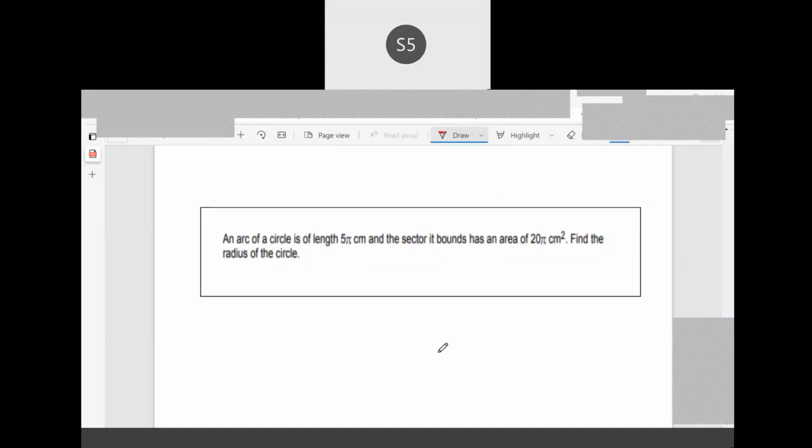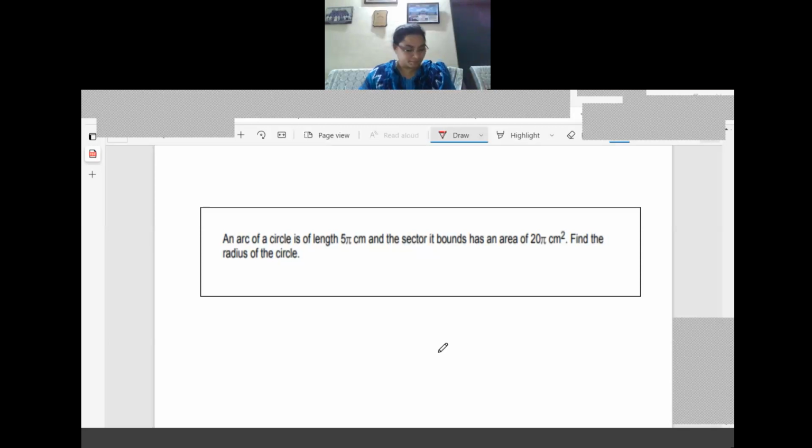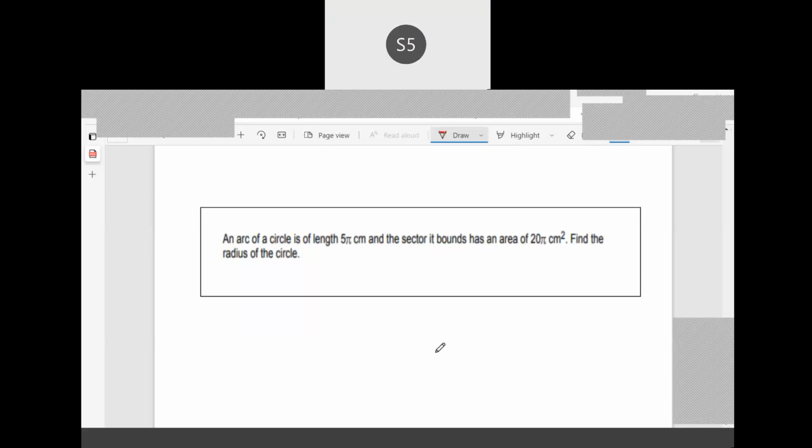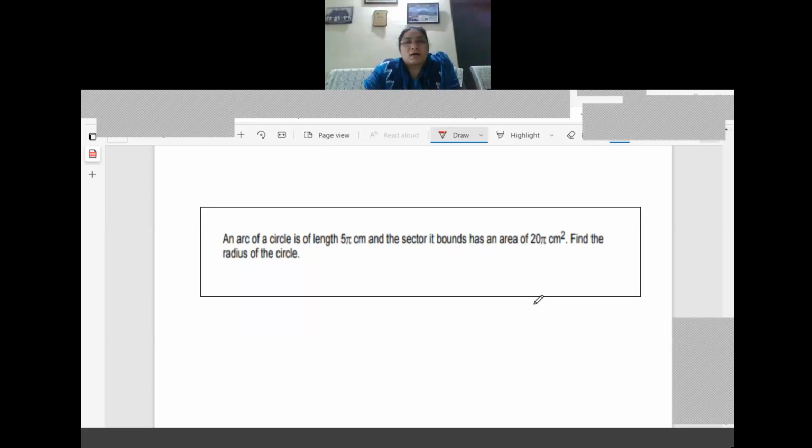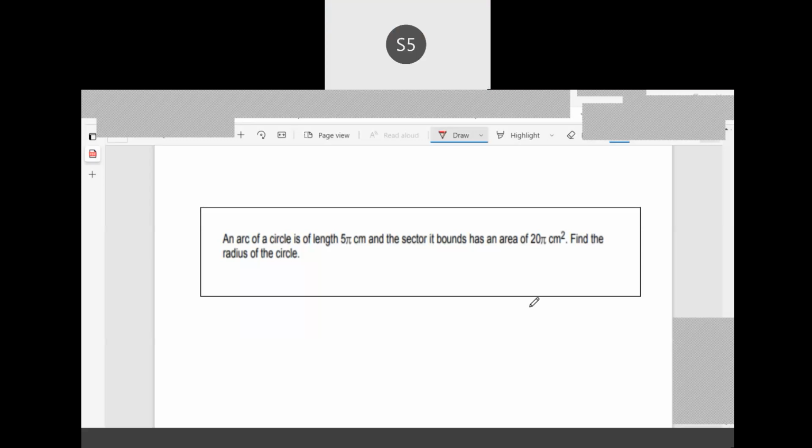Find the radius. Ma'am, 2 centimeter. Who is speaking? Shailesh, ma'am. What is given in the question? Let me explain, Shailesh. Ma'am, area of the sector is 20 pi centimeter square. By formula, area of sector is equal to length of the arc into r by 2, ma'am. Then we will get the value of r.